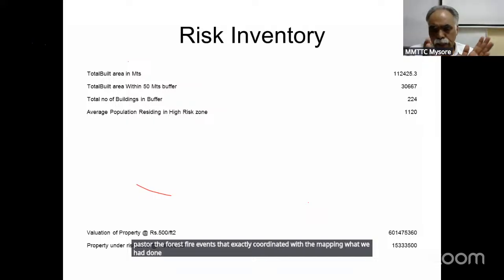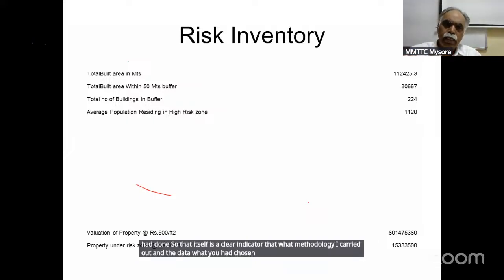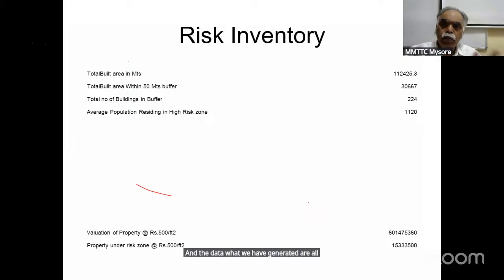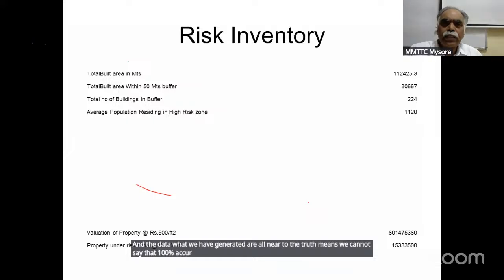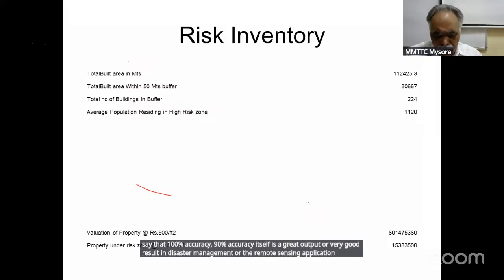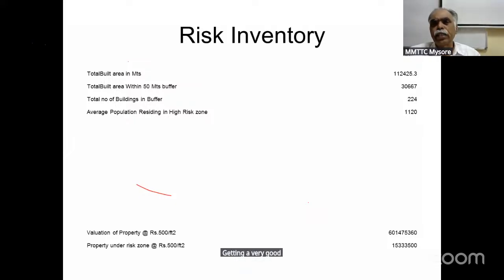So that itself is a clear indicator that the methodology you have carried out, the data you had chosen and the data you had generated are all near to the truth. It means we cannot say 100% accuracy. 90% accuracy itself is a great output, a very good result in disaster management or remote sensing application development.